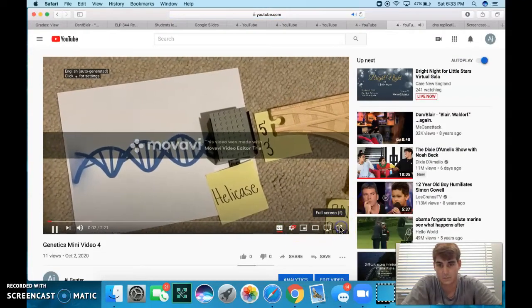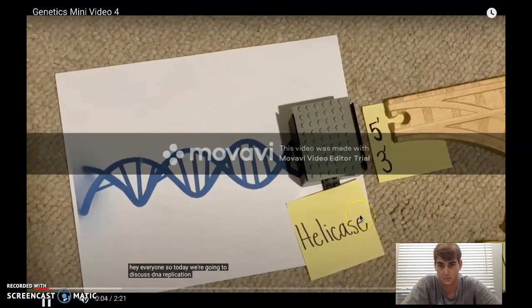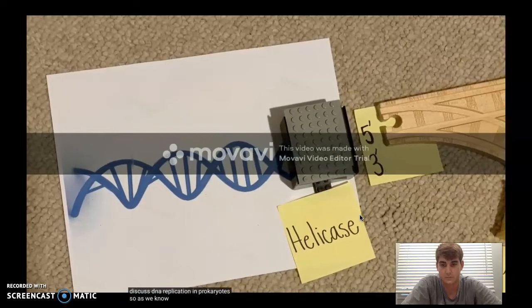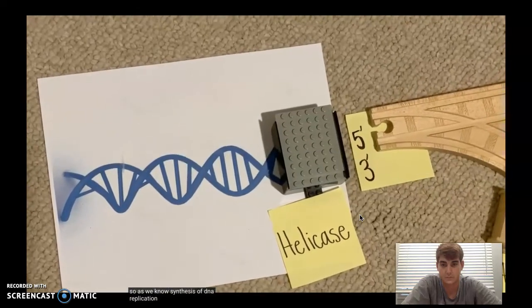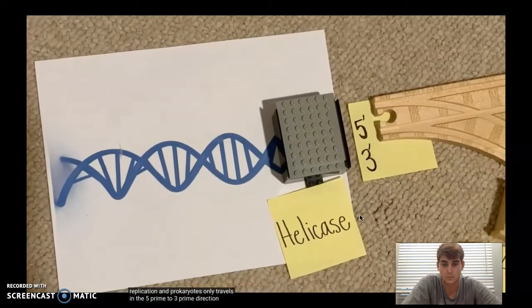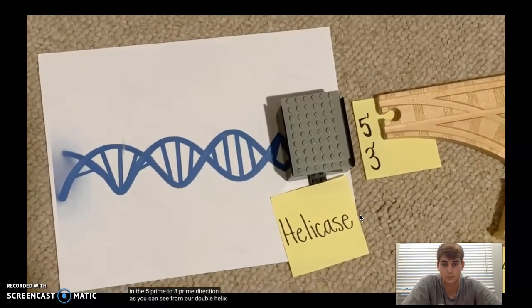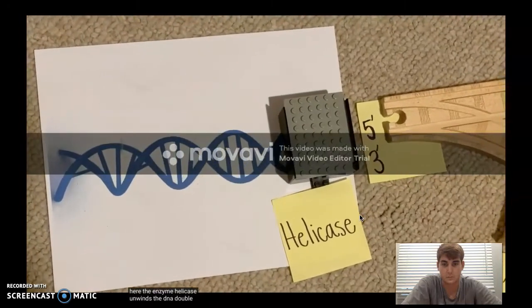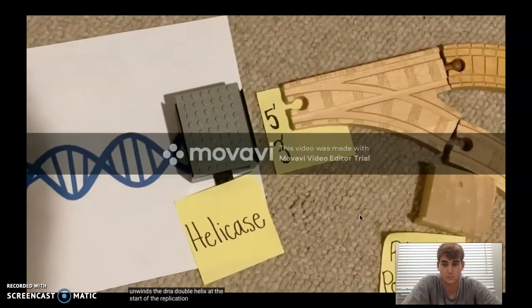Hey everyone, so today we're going to discuss DNA replication in prokaryotes. So, as we know, synthesis of DNA replication in prokaryotes only travels in the 5' to 3' direction. As you can see from our double helix here, the enzyme helicase unwinds the DNA double helix at the start of the replication fork.